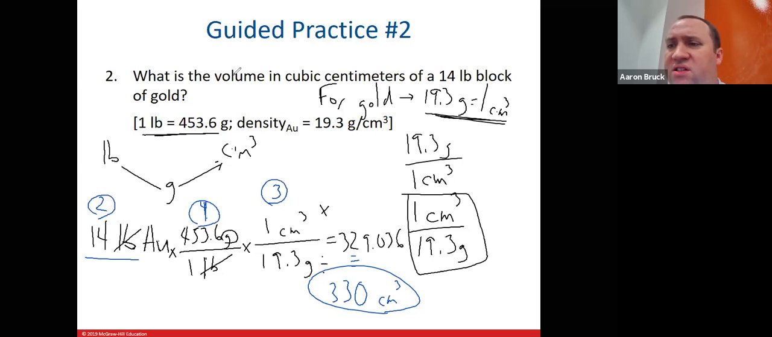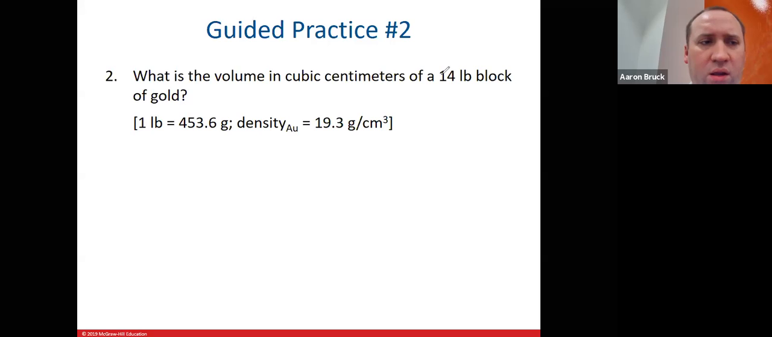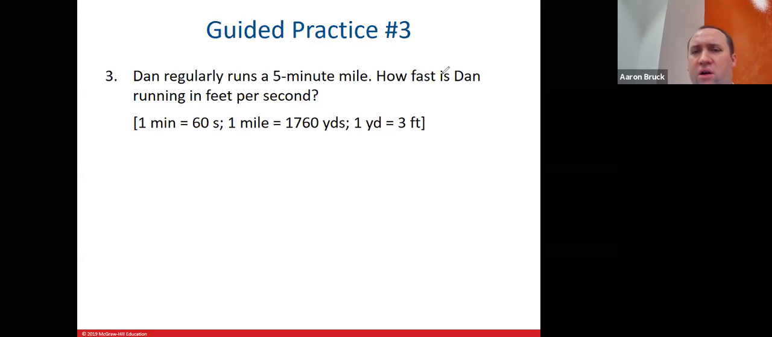All right, any questions about this particular example? All right, hearing none here as well. Let's move on to the third example.